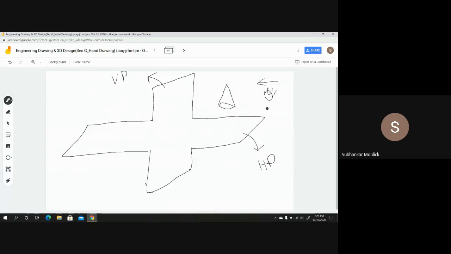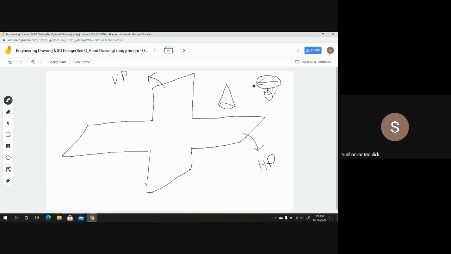Next step is, if you want to get the front view, top view, and side view of this particular object, first of all, you have to locate the observer. That means you need to decide in which direction the observer is looking at this object. So this is my observer. And this arrowhead represents that the observer is looking at this object from the front direction, the front side of viewing. Is it clear to you?